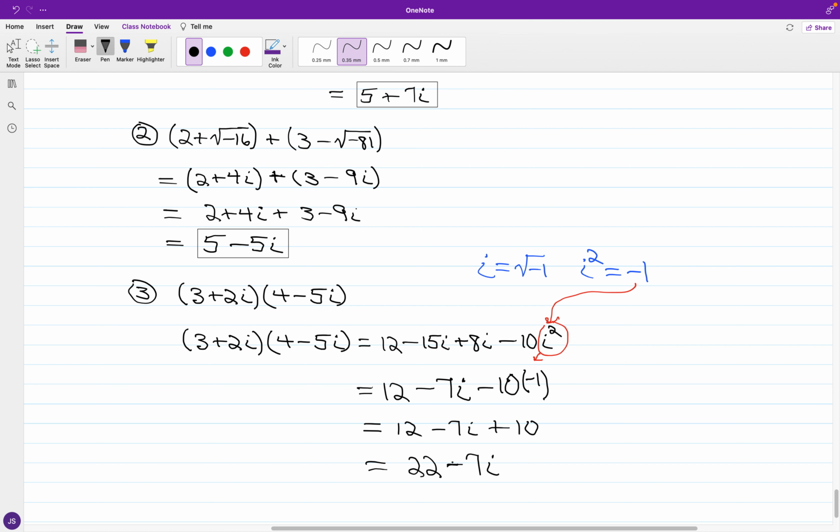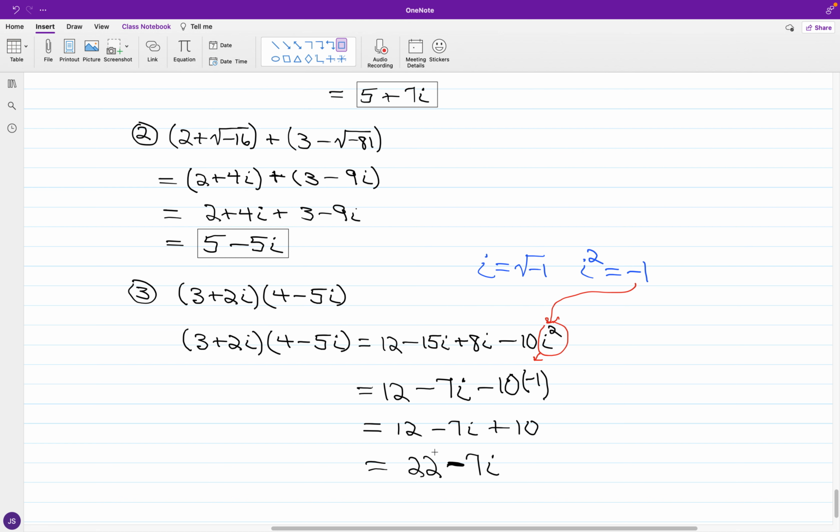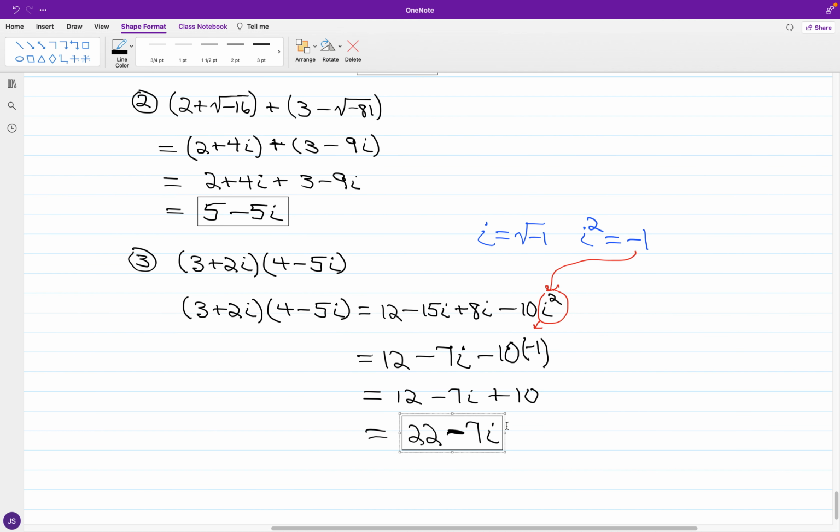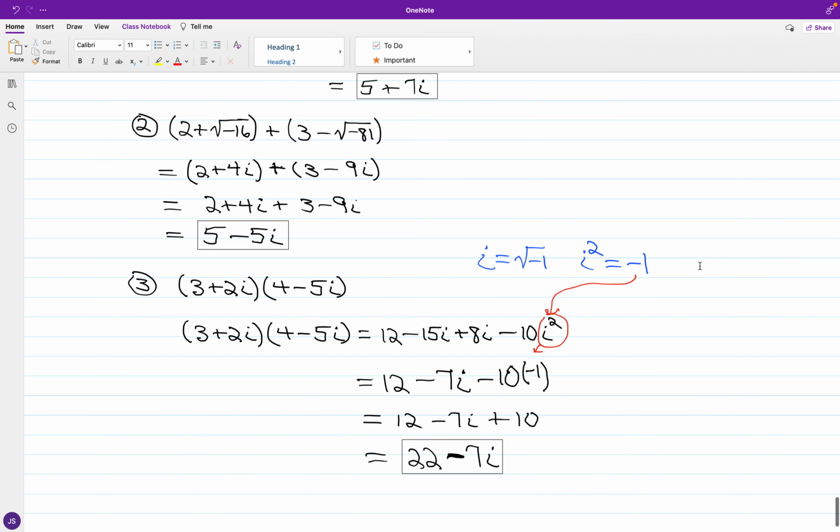Okay, so we got a statement of subtraction. For a plus bi, your b can be negative. And so in this form we come out to 22 minus 7i. So again, you have complex numbers, which are those numbers that involve square roots of negative values.